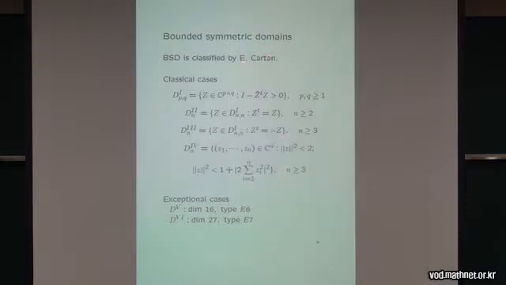And like symmetric spaces in Riemannian geometry, Cartan also classified all bounded symmetric domains. And there are 4 classical cases and 2 exceptional cases. So these types are called type 1, 2, 3, 4, and these are 5, 6. In any case, there is a concept of rank, which I will tell later. So today we will focus on the first type.